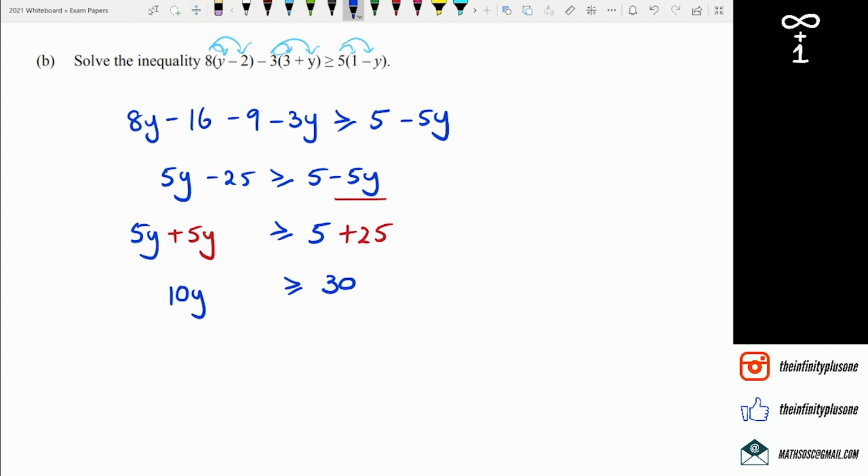All right, so what we then have is we've got to get rid of the 10. So we've got y is greater than or equal to 30 divided by 10. And to wrap things up, we get y is greater than or equal to 3.